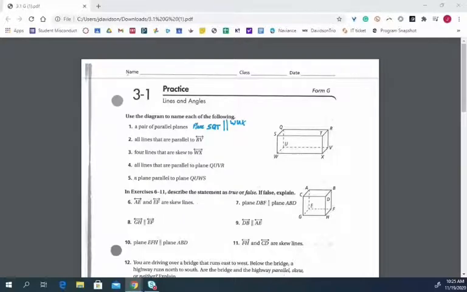All lines parallel to RV, so this is straight up and down. What other lines are parallel to it? SW, QU, TX, right? Write all of them.